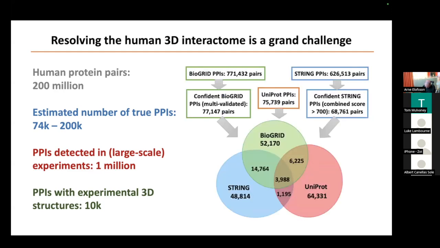Another analysis that highlights the challenge of identifying true interactions in human is based on different PPI databases. We gathered BioGRID, the physical interactions from STRING, and UniProt. These are well-established databases for protein-protein interaction. We tried to identify the confident PPIs from each data set and see how well they overlap with each other. We took over 60,000 confident interactions from the three databases, and their overlap is just 4,000 pairs. So it's really hard to judge from these experimental data what the real interactions happening in human are.